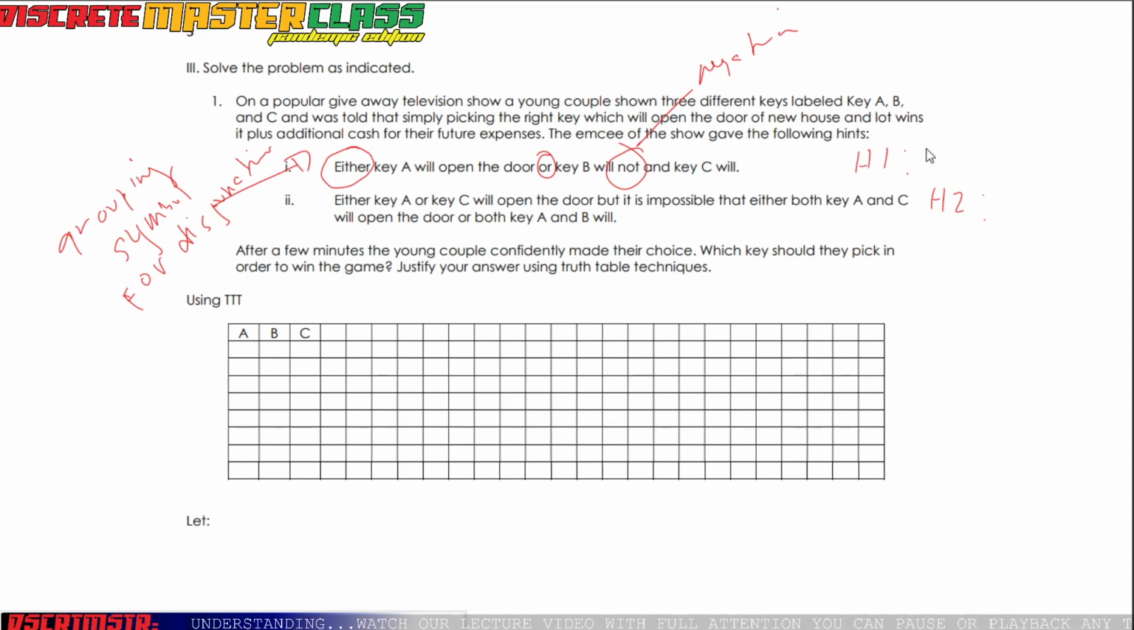Either means you need a grouping symbol. Key A will open the door, or key B will, either key A will open the door, or key B will not, so that is negation, and key C will. As you observe, because this either is the grouping symbol for disjunction, after I hear the or, I will close it. That is the close of the either. Then, conjunction, I need a grouping symbol for that. You know that from the lecture. So, this is exactly hint number 1.